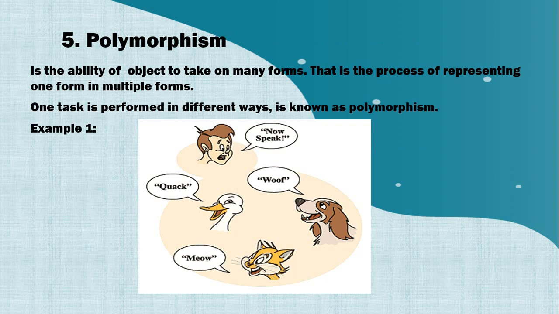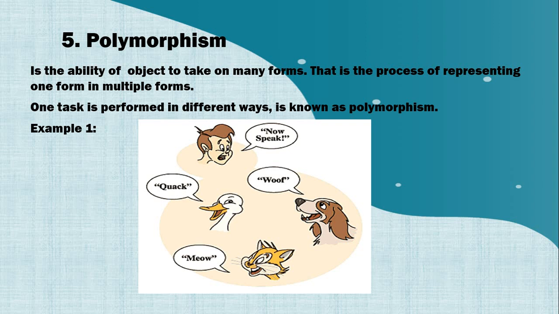Next one is polymorphism. Polymorphism is the ability of an object to take on many forms. That is the process of representing one form in multiple forms. Poly means many. So when one task is performed in different ways, it is known as polymorphism. Polymorphism is the ability of an object to take or express itself in multiple forms.